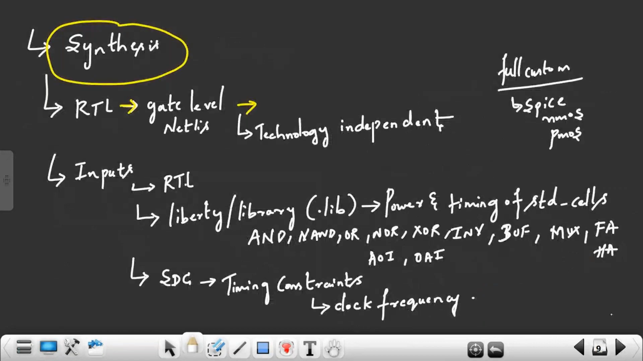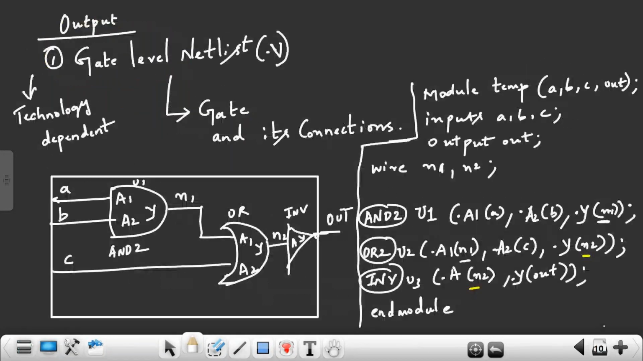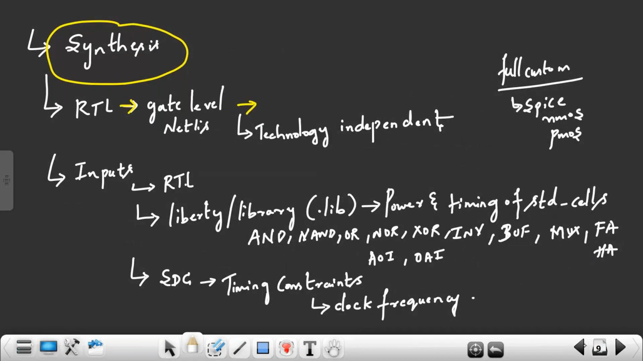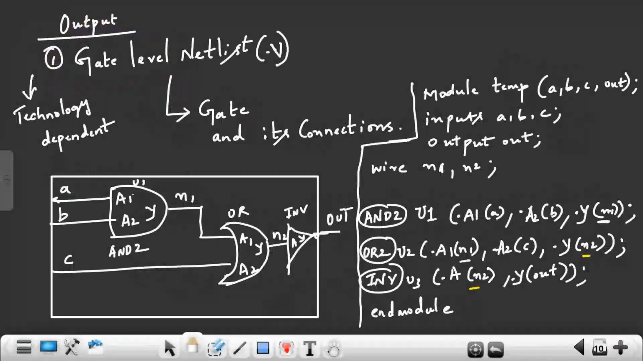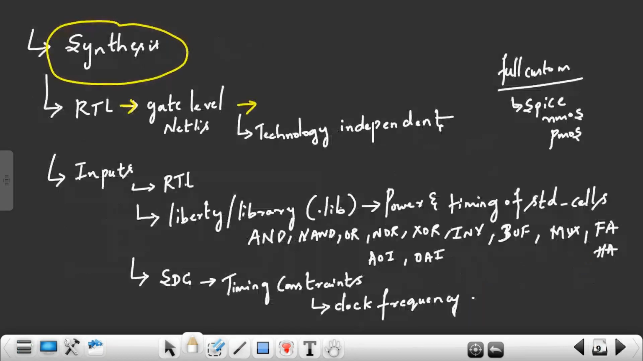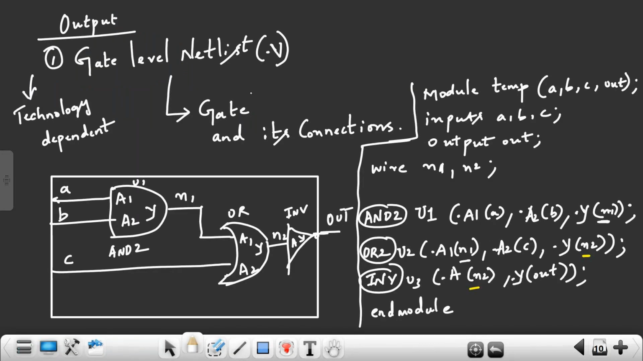So the pin names also change with respect to what? Liberty file. In my Liberty file, the pin names are A1, A2. Some Liberty files have pin names like what? A, B and Y. So pin names also change. So whatever RTL I have is only for the Liberty file that I have used, and this Liberty file is for a particular technology. For that reason we can call this gate level netlist what?